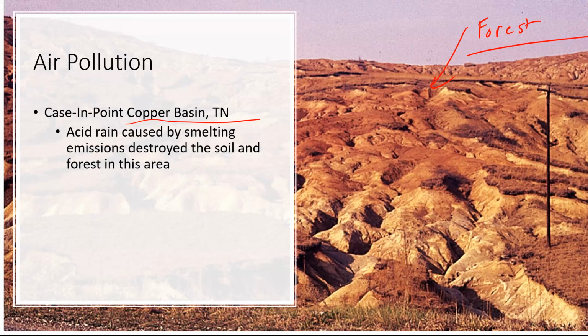The forest is no longer there to provide the ecosystem service of maintaining the soil quality. Intensive soil erosion, intensive nutrient mineral depletion, right, led to this desertification of the Copper Basin in Tennessee.